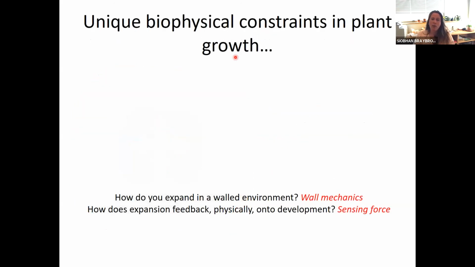So there's a couple unique biophysical constraints for plant growth that I want to talk about. We're going to really focus on single cell expansion or single cell behaviors, both Charlie and I in our examples. But there are really interesting questions that come up when you talk about tissues as well, which we both also look at, but we might not talk about today. And that's because there's not really a lot of cell motility in plants.